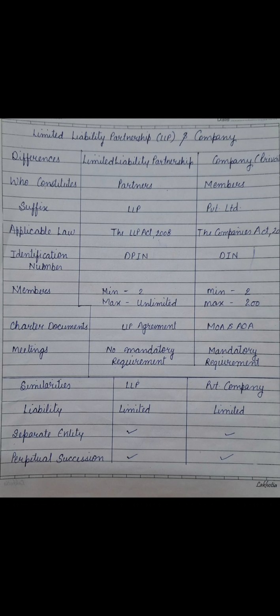Now, the main document of an LLP is the LLP agreement. All the provisions, all the regulations, all the rules will be stipulated in the LLP agreement that is executed between the partners. Whereas in case of a company, the memorandum of association and articles of association are the main documents of the company. Now, in case of LLP, there is no mandatory requirement of any board meeting or any statutory meeting or any EGM, AGM, no such requirement is there. Whereas in case of a private company or a public company, there are certain mandatory requirements for the conduct of board meetings, then AGM, that is annual general meeting, and other statutory meetings. So these are the main differences between LLP and a company.